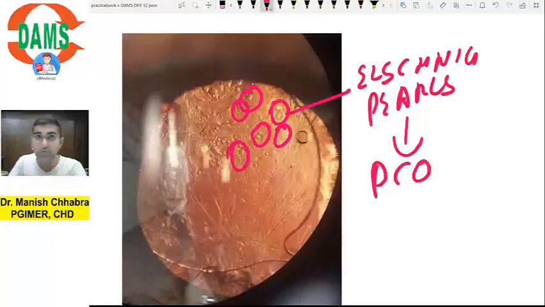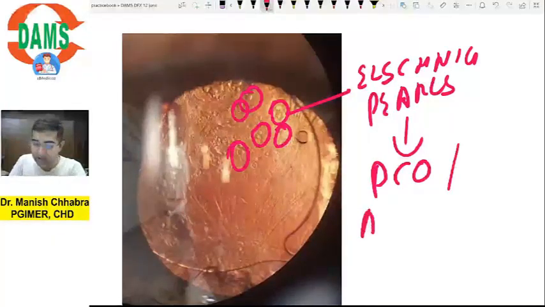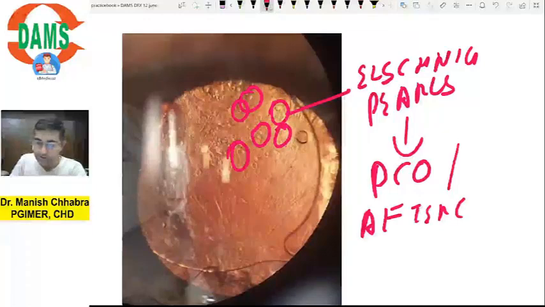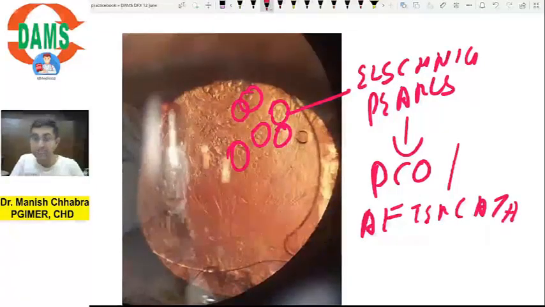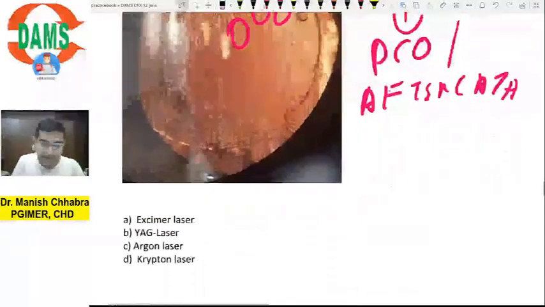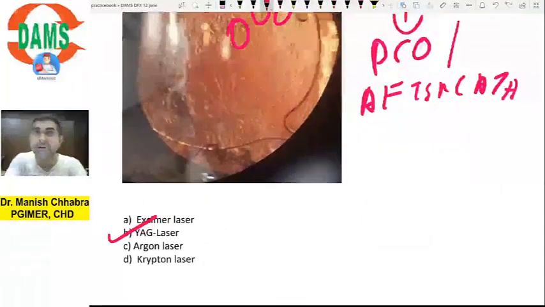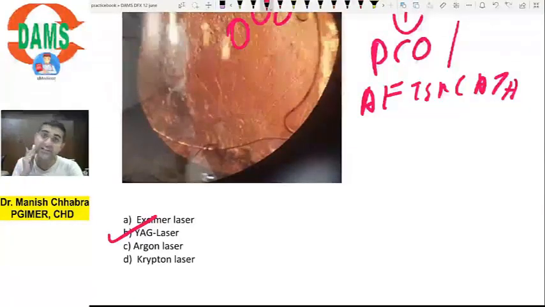This is PCO, posterior capsular opacity, or what is this? After cataract. So this has been repeated many times in your previous year questions. Now what is the treatment? We have already done it. The treatment is ND YAG laser, but this was an image based question. So this is Elschnig pearls.